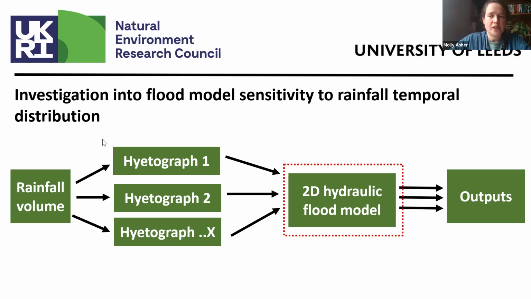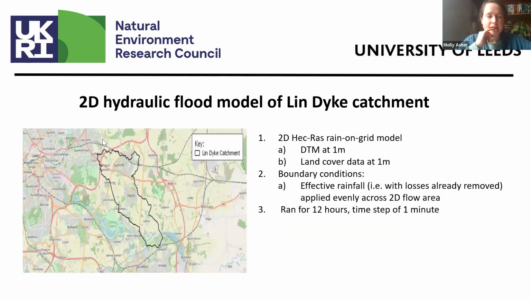So I'm just at this point going to give a few details on the model which I'm using in this sensitivity testing. So it's a rain on grid model run in HEC-RAS using the 2D unsteady diffusion wave equation set. It's based on land cover and terrain data, both at 1 meter resolution, and it's run for 12 hours. So I'm using a 6-hour duration rainfall event, but run for 12 hours with a time step of 1 minute.